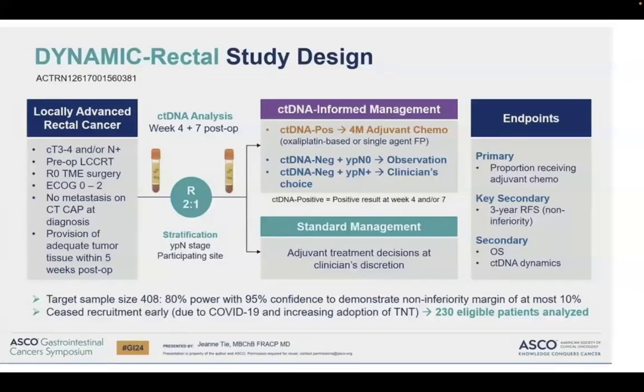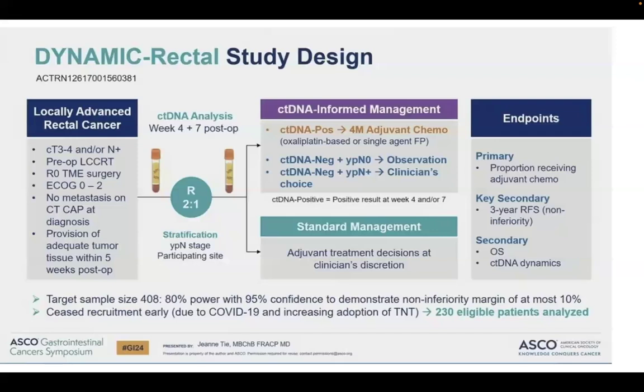The dynamic rectal study looked at locally advanced rectal cancer, clinically stage T3 and 4 and node positive. These patients would have received preoperative chemo-RT. They would have had TME surgery prior, a good performance status, no metastatic disease, and ctDNA analysis was done at week 4 and 7 post-op. And then they were stratified 2 to 1 into either standard adjuvant treatment decisions at the clinician's discretion or ctDNA informed management.